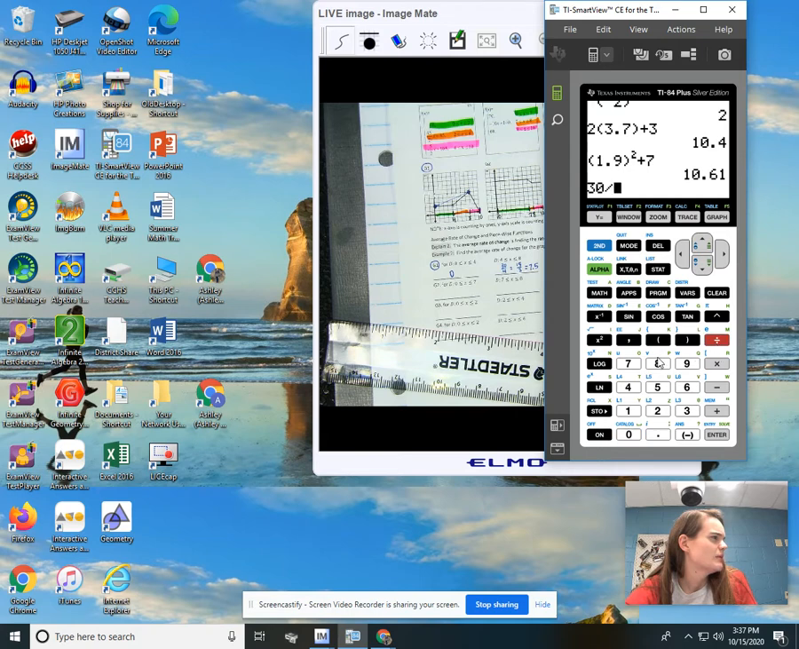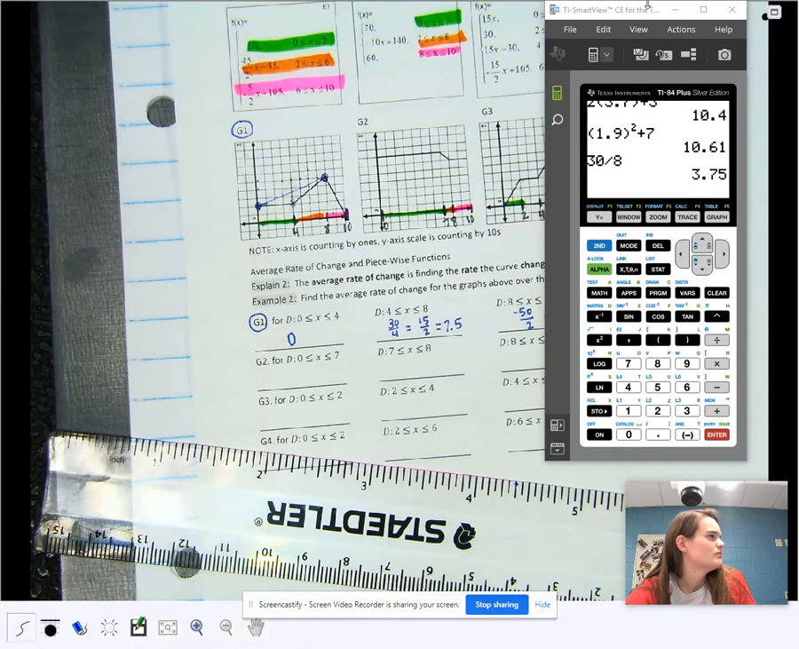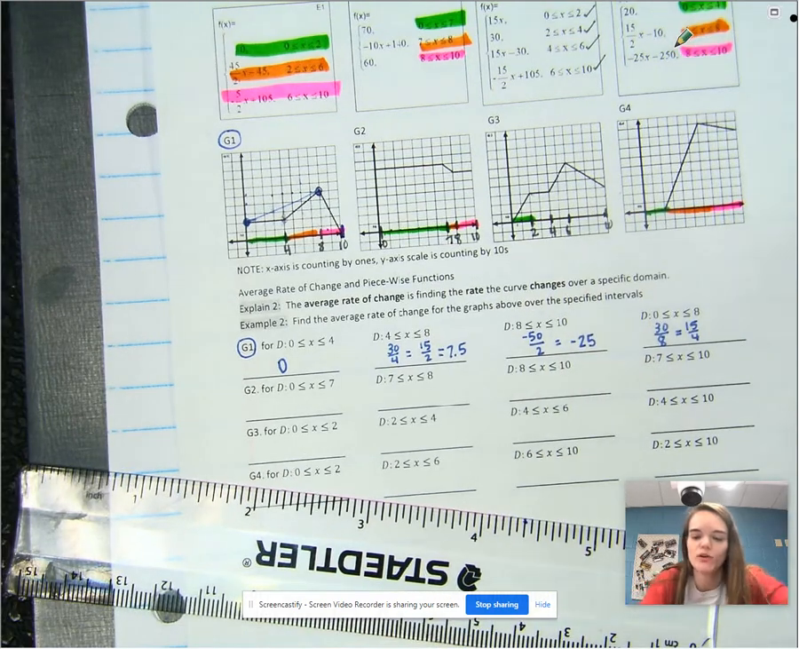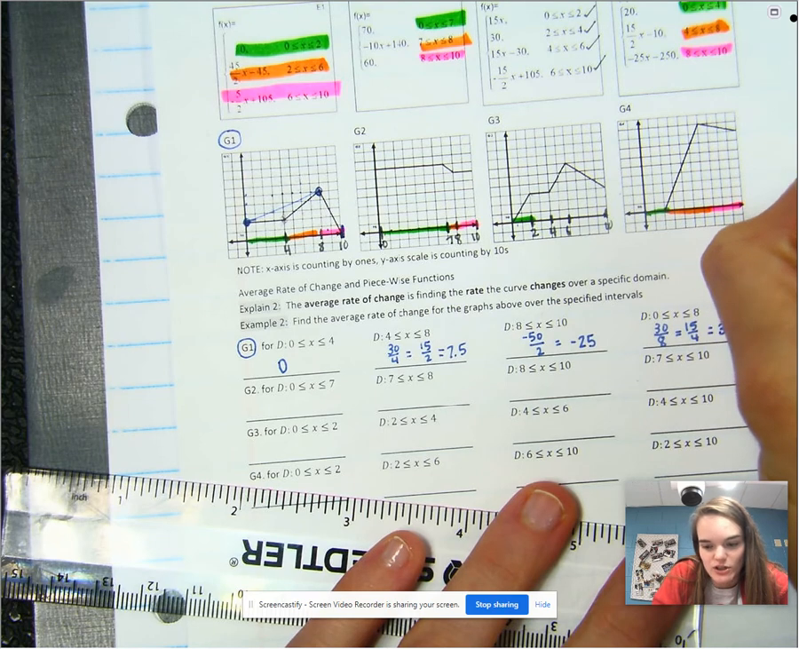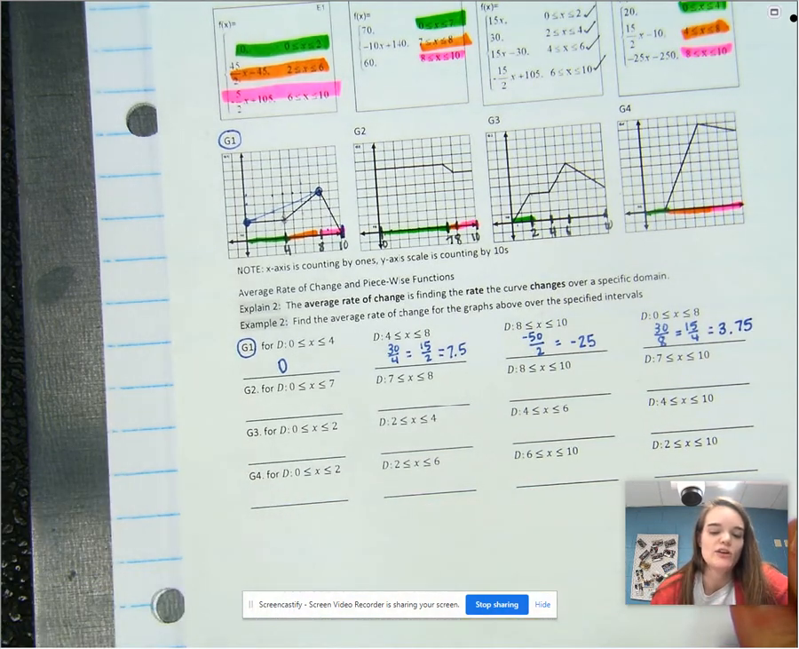Sometimes I make really bad mathematical mistakes, like arithmetic. Yeah, 3.75. Arithmetic mistakes, not what I should do, just telling you, but sometimes I do. Okay, so 3.75. There's the rate of change. So basically, it's just the change in the y value divided by the change in the x value, okay?